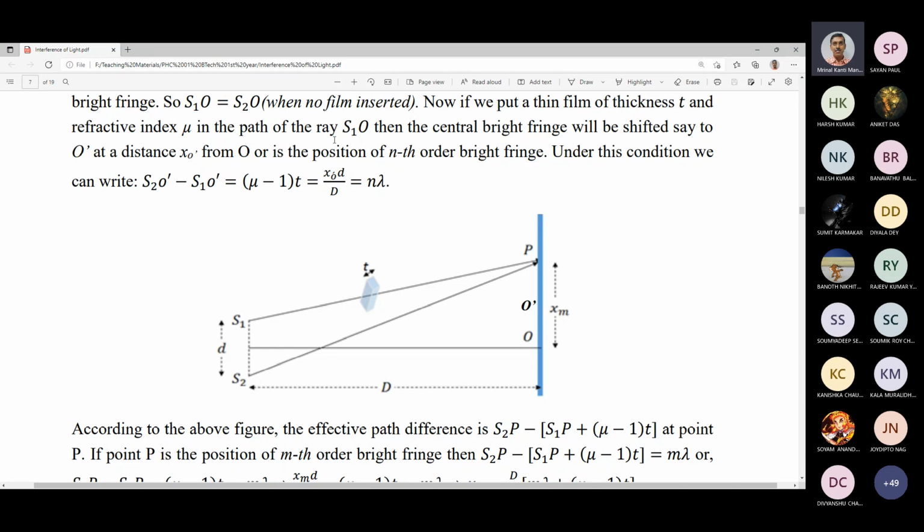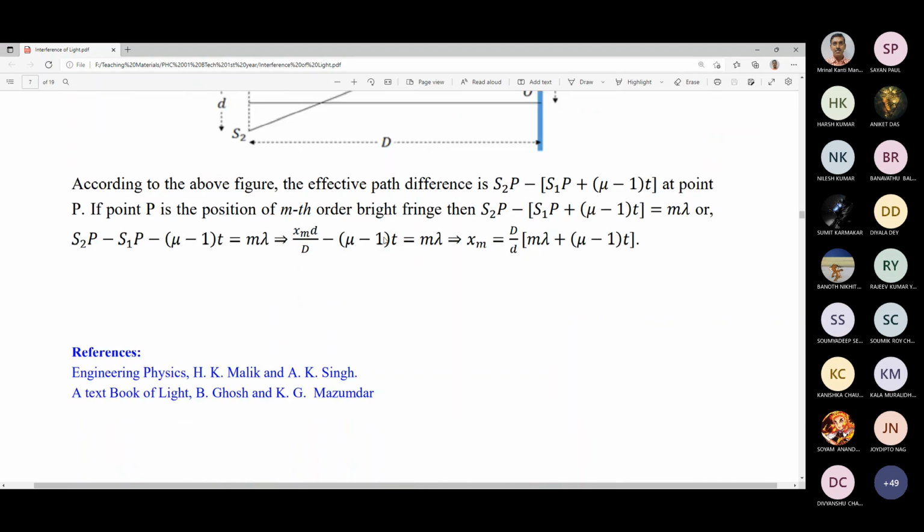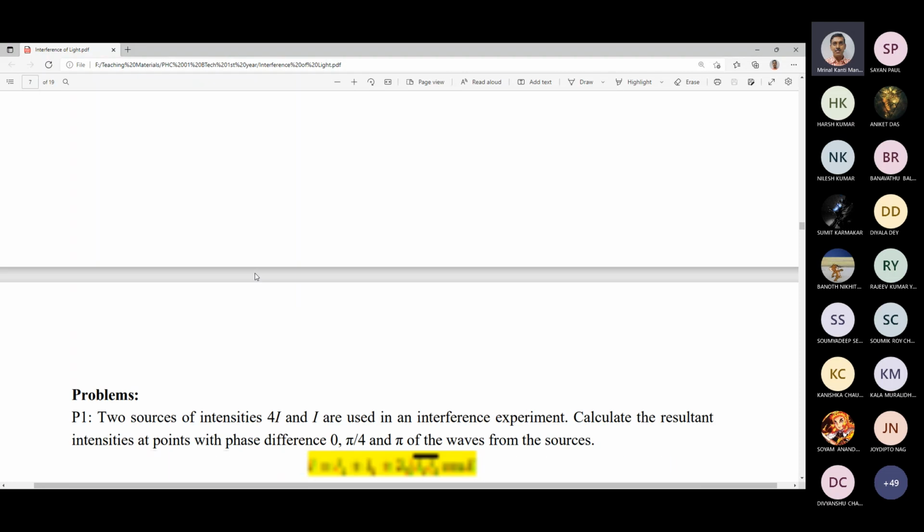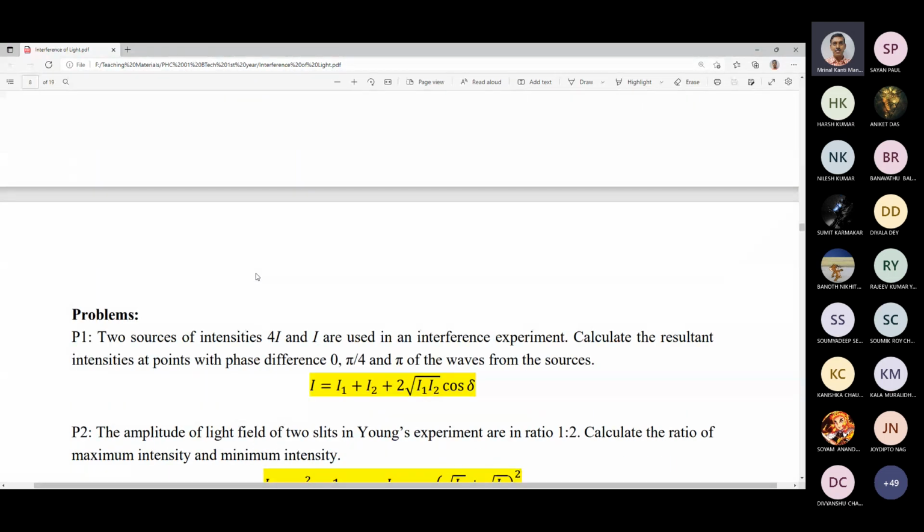By using this formula, we can determine the shifted position of the central maxima, or calculate the position of the other shifted fringes, or the overall shifting of the fringe pattern, right? According to this. Now this I will not discuss further. So this part is completed.